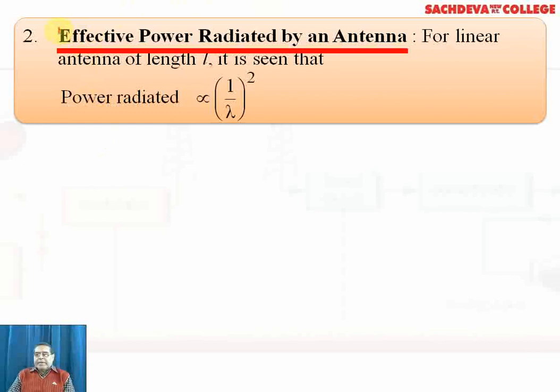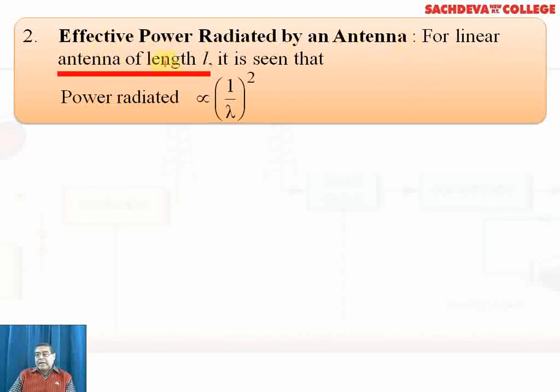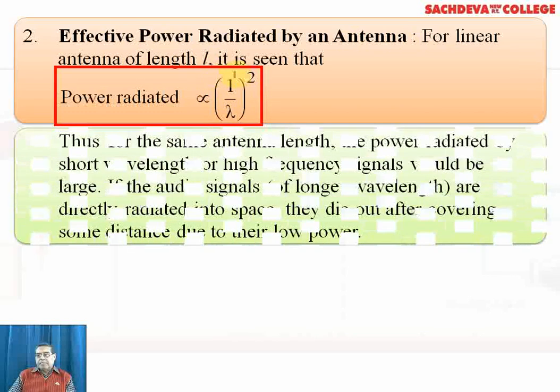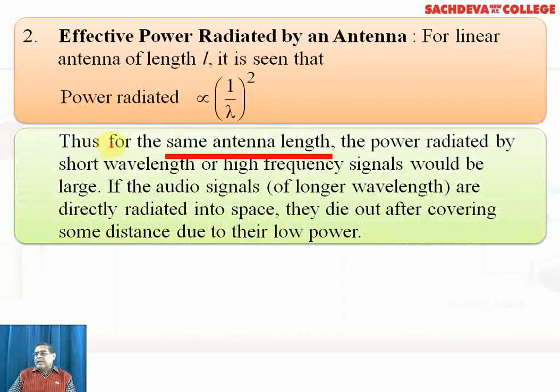Effective power radiated by antenna. When we say power radiated, we are referring to intensity, that is energy per unit area per unit time. For a linear antenna of length L, it is seen that the power radiated is inversely proportional to the square of the wavelength. Thus, for the same antenna length, the power radiated by short wavelength or high frequency signals would be large.